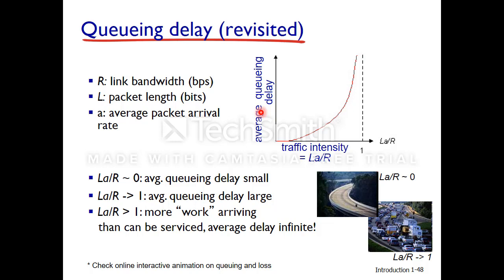As the traffic intensity La over R approaches 1, your average queuing delay becomes very large, as you can see on this plot. And if La over R is greater than 1, it means you have more work arriving than can be serviced. At that point, your average delay is infinite. So these pictures illustrate this.